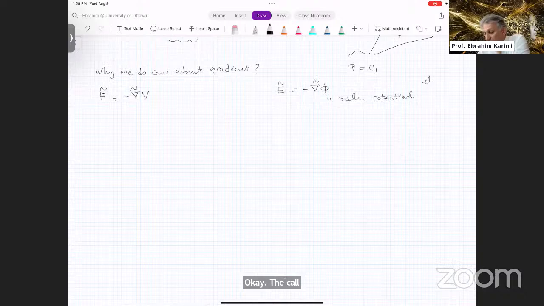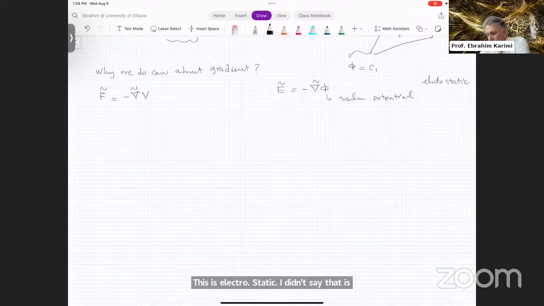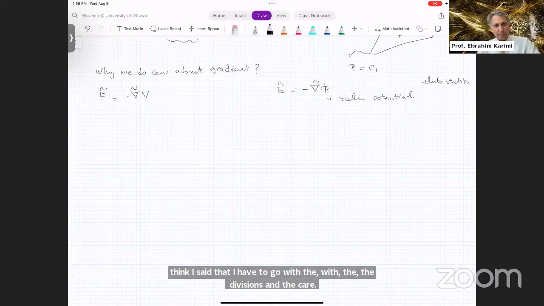This is electrostatic. I didn't say that it is electromagnetism. Okay, it's electrostatic. So that is very, very helpful to understand. So I think after that I have to go with the divergence and the curl, but we don't have time. I will stop here.